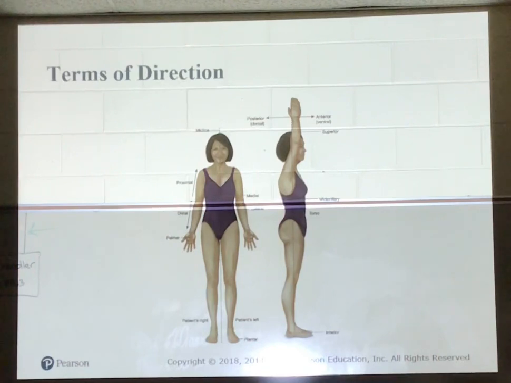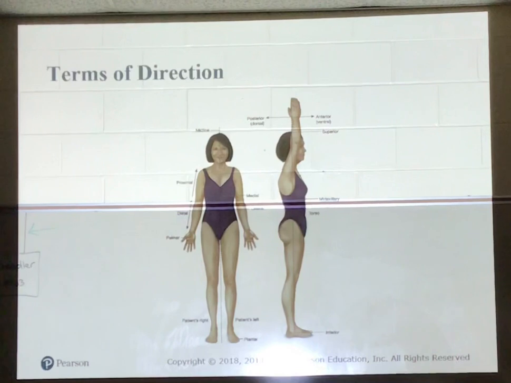If I say bilateral, what does that mean? Both sides. Okay. Unilateral refers to what? One side. Ipsilateral. Same side. Okay. Contralateral. Opposite.